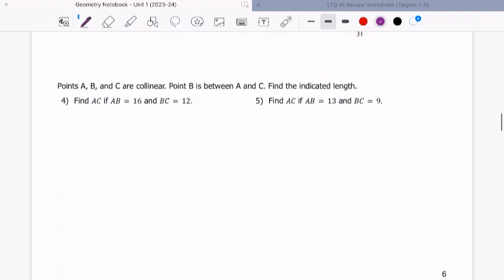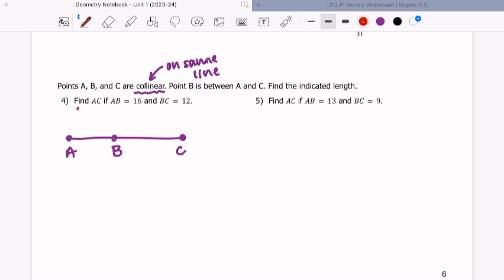But sometimes the question can also not give us a diagram, which is no big deal. We just have to draw it ourselves. So here it tells us that points A, B, and C are collinear. Point B is between A and C, and we're going to find the indicated length. So first, I know that collinear here means that these are all on the same line. And it tells us that B is between A and C. So I have some sort of line. Here's points A and C, and I know that B is somewhere in between.